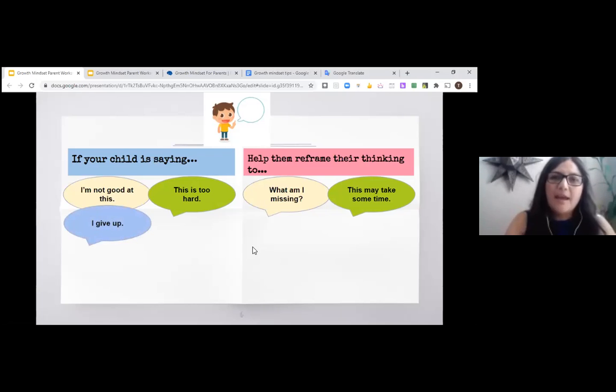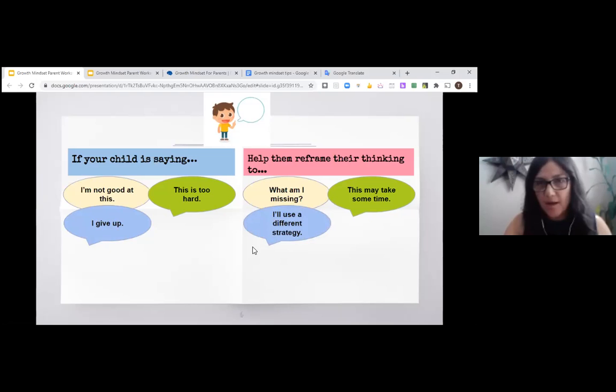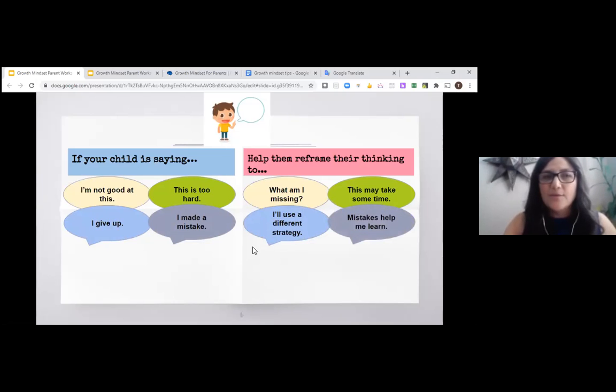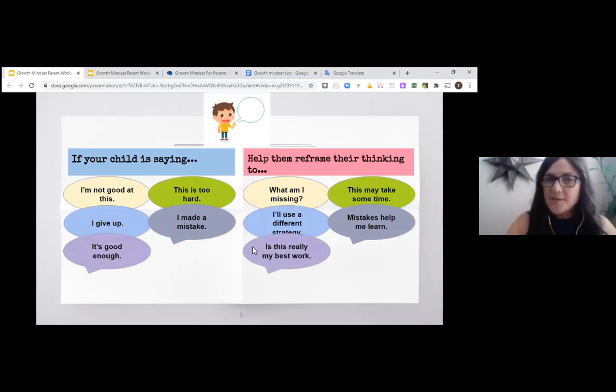Your child might be saying, "I give up." Help them reframe their thinking to, let me use a different strategy, instead of just completely blowing things off and saying, I give up, I'm not going to do it anymore. Another thing your child might be saying is, "I made a mistake." And this is common. We all make mistakes. So you reframe it to, mistakes help you learn, right? Mistakes help me learn. If your child does an activity and says, "This is good enough," and you're noticing that it's probably not their best work, have them reframe their thinking to, is this really my best work, right?